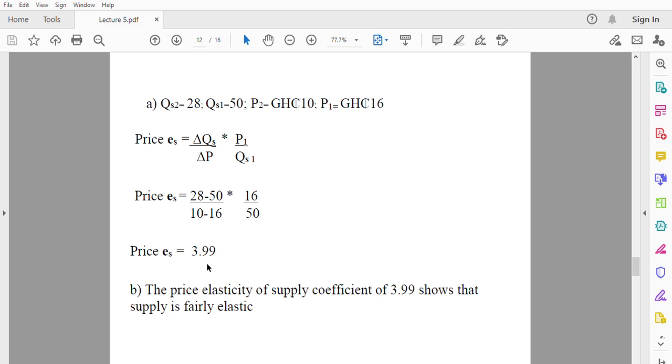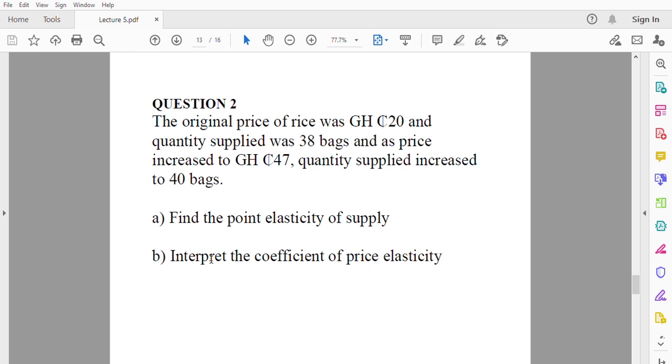How do we interpret the results? Now this is the interpretation. Because 3.99 is greater than 1, the price elasticity of supply coefficient of 3.99 shows that supply is fairly elastic. Great. So if you really understand, I want you to try your hand on this question, and let's see how it goes.